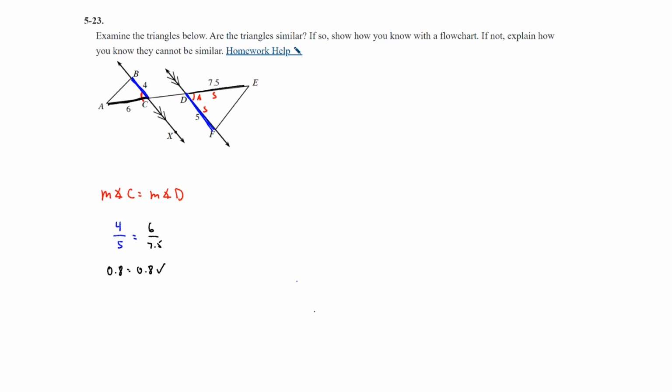So let's go ahead and create our flowchart. I kind of already have it written down. I'm going to rewrite it in flowchart form though. The measure of angle C is equal to the measure of angle D. We also know that the ratio of BC over DF is equal to 0.8, and the ratio of AC over DE is also equal to 0.8.